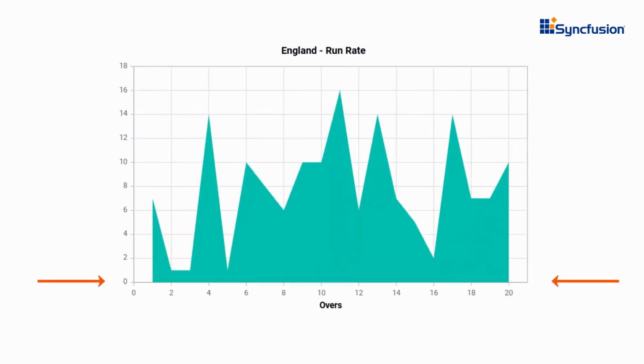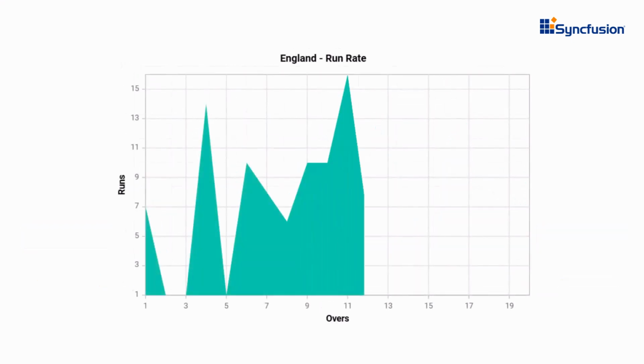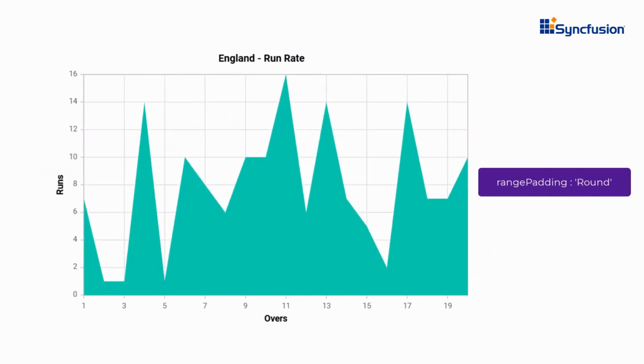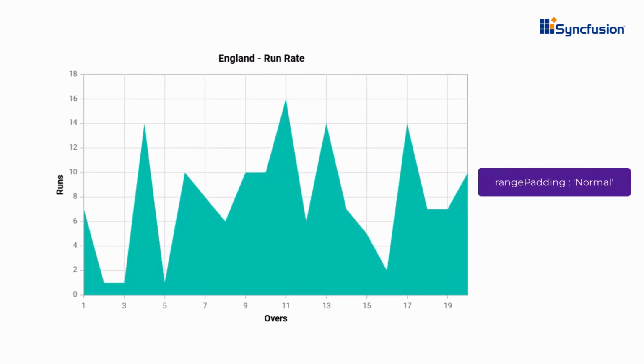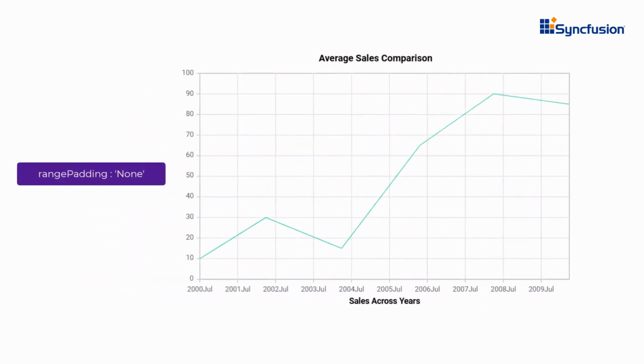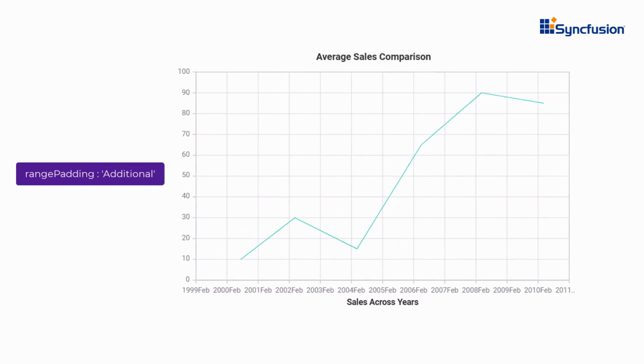You can control their range manually by setting minimum and maximum properties for the axis. To make sure your points don't touch the edges, use rangePadding, with options like Round, Additional, Normal, or Auto for numeric axis, while date-time axes support None, Round, and Additional.